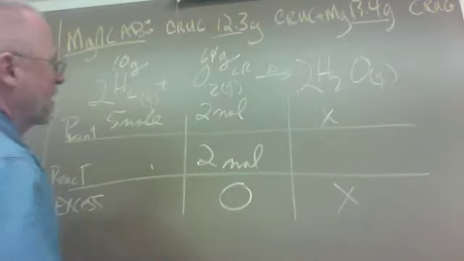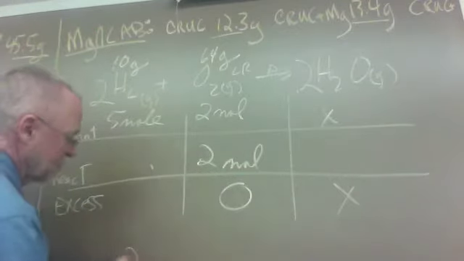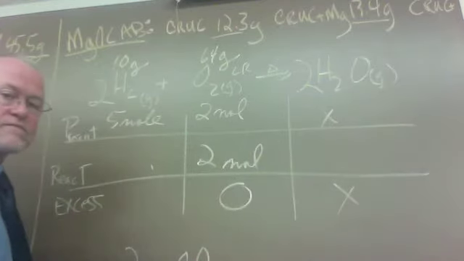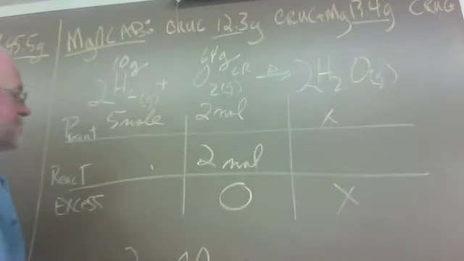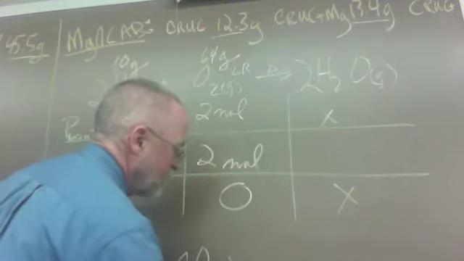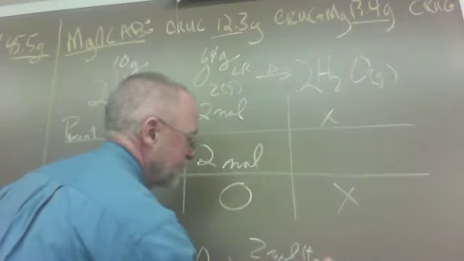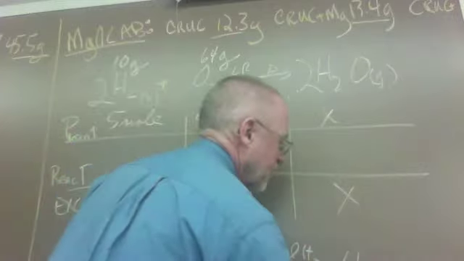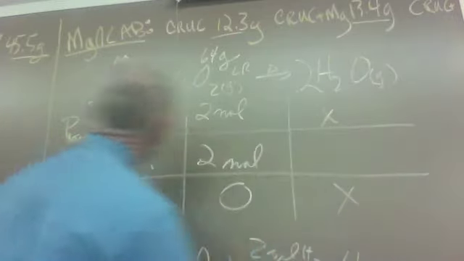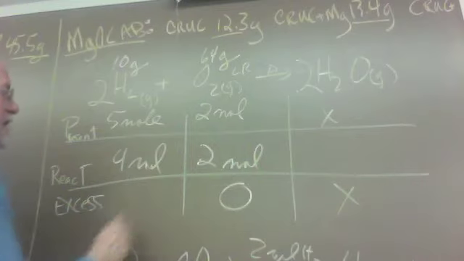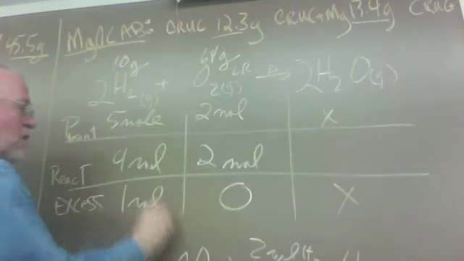Now we can go back and we can say, well, if we've got 2 moles of oxygen, and the ratio is 1 mole of oxygen, 2 moles of hydrogen, we're going to need 4 moles of hydrogen. So, do we have that? Oh yeah. Yeah, we got that, and we've got some extra. We actually have 1 mole of excess hydrogen.